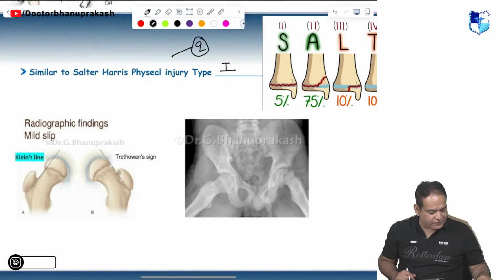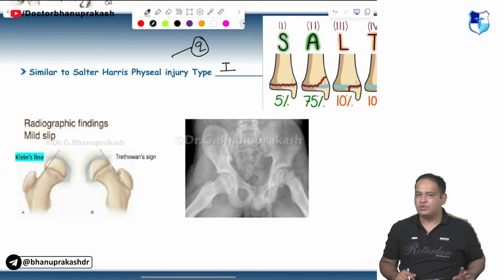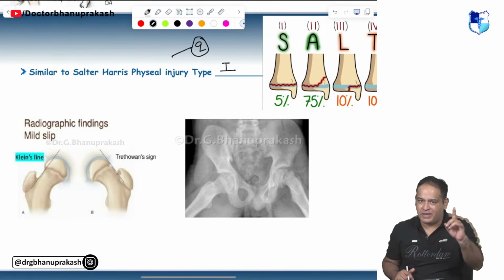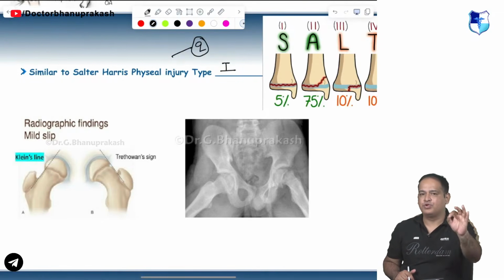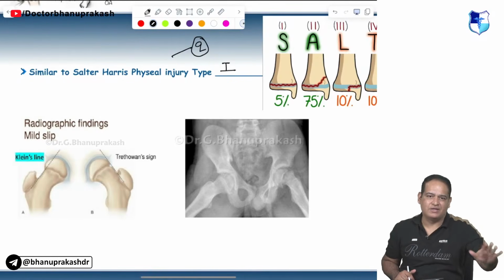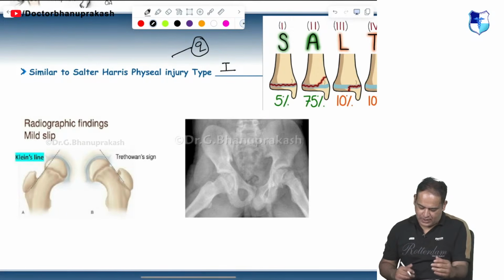In 2024, they asked fracture classification. 25 also they asked classification. So, please do read classifications. At least names you should be aware of. Details you may or may not remember, it doesn't make much difference, but the names of classifications must be remembered, right?